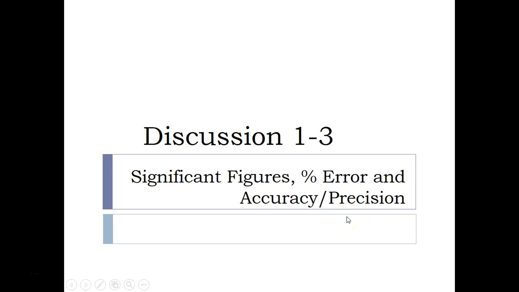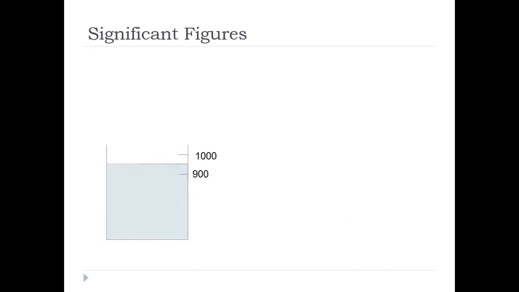Okay, we're going to do discussion 1-3: significant figures, percent error, and accuracy versus precision. Alright, so let's talk about significant figures. Here we have a beaker, and the beaker has markings only every 100 milliliters.